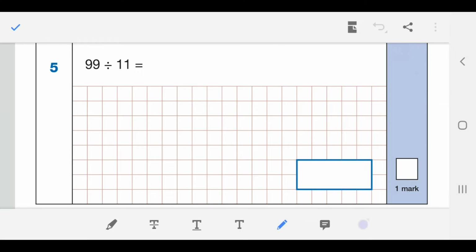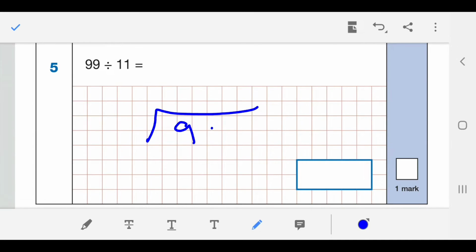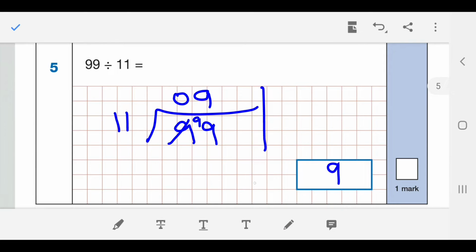Question number 5, 99 divided by 11. Now this one is a simple case of knowing your 11 times table, to be honest. But if you did want to use a method, you could use the same one. You could use 99 divided by 11, and you will see that 9 divided by 11 is not possible. You would cross that out, carry the 9, and then you'd have to do your 11 times table until you got to 99, and that answer is 9. If you would like to check that, you can use the grid method multiplication, or whichever method you are used to using.